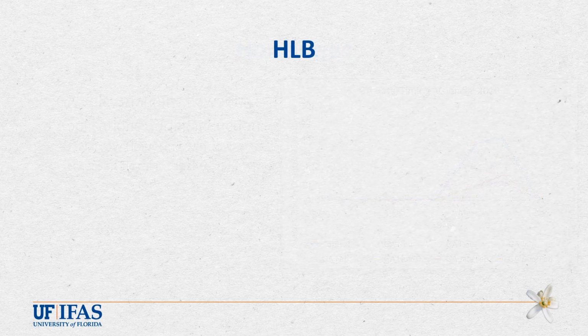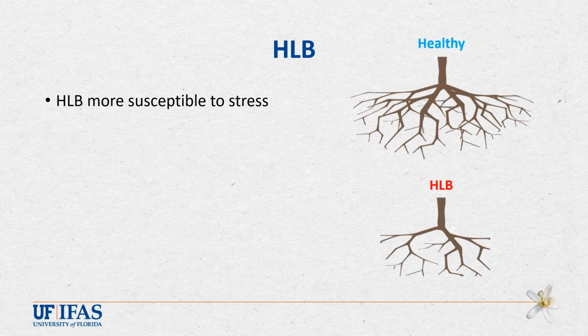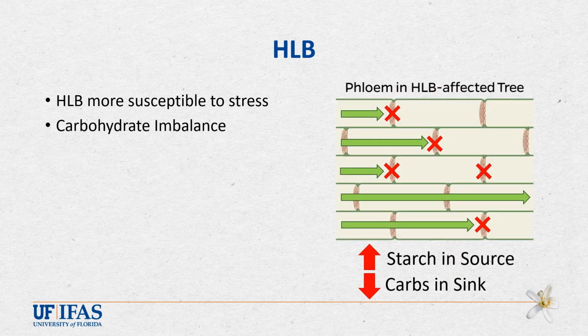We've touched on HLB several times throughout this video, but let's take a moment to recap the HLB relevant points. We discussed that HLB-affected trees are more susceptible to stress, particularly drought stress. Their comparatively smaller root systems limit their ability to uptake water, making them more susceptible to any water deficits, regardless of if they are naturally occurring or implemented. We also looked at how phloem plugging slows the spread of the causal bacteria, but also affects the movement of carbohydrates. This leads to starch accumulation in source tissues and carbohydrate shortages in sink organs.